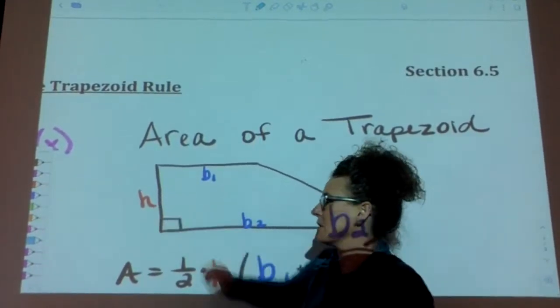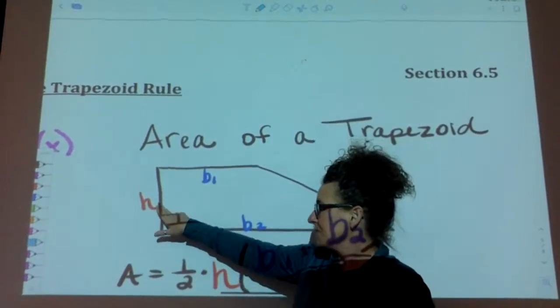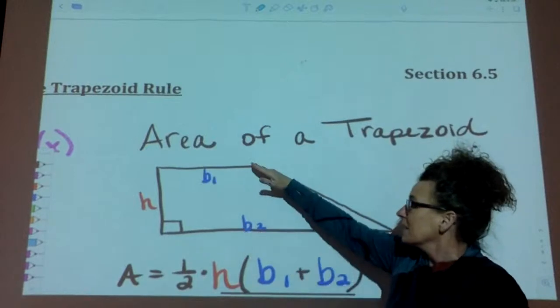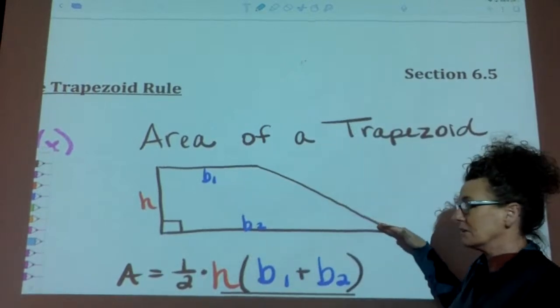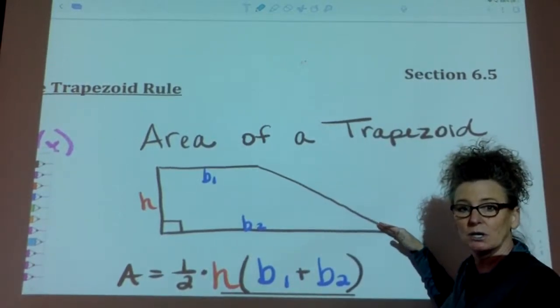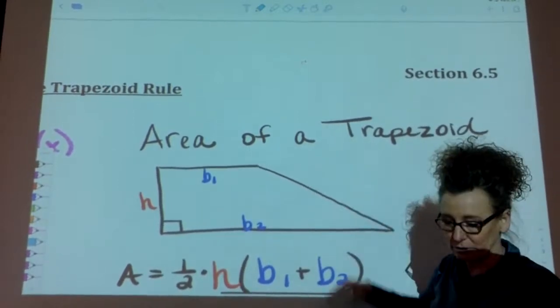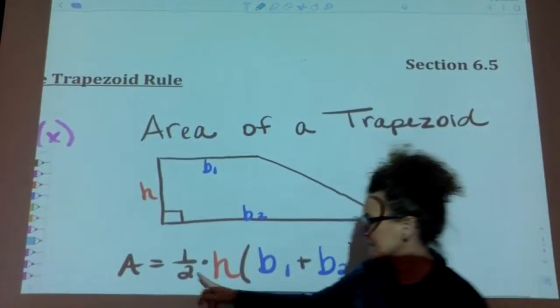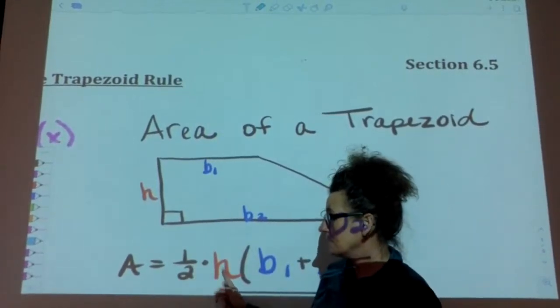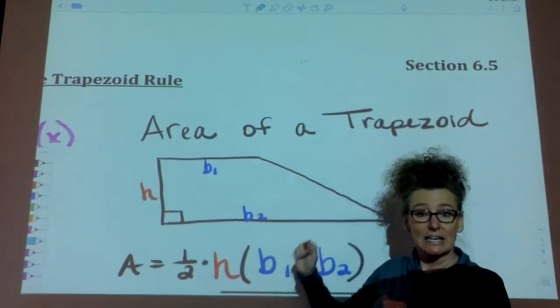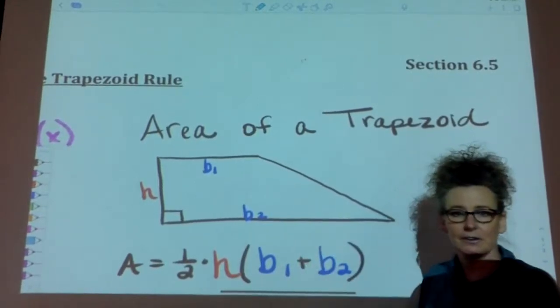My height is already there. So it's a right trapezoid. That's the height of the trapezoid. This is called base 1. This is called base 2. The length of this side is irrelevant when it comes to finding the area of a trapezoid. So the formula is 1/2 times the height times these 2 base lengths added together.